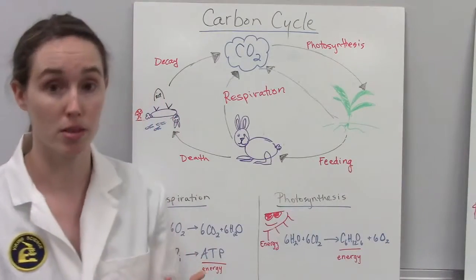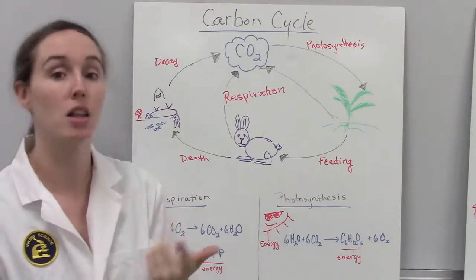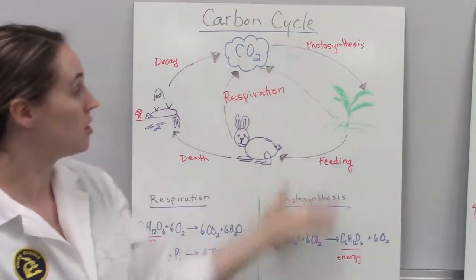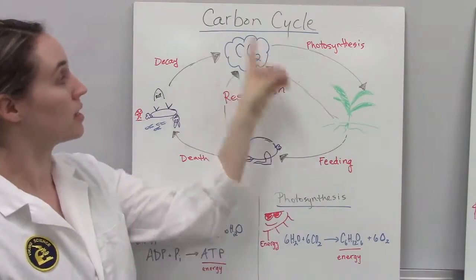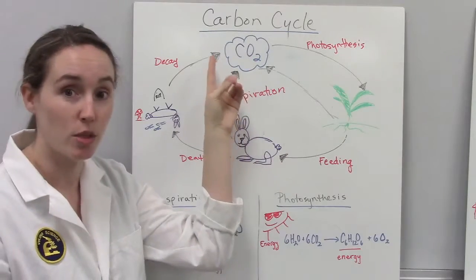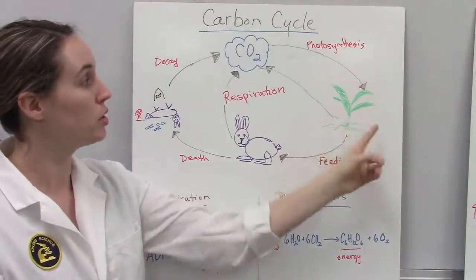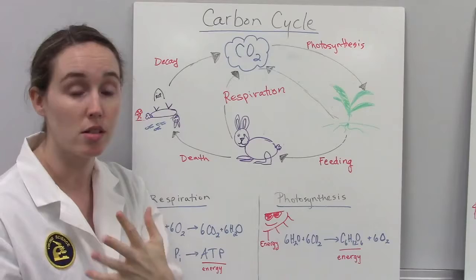There are two carbon cycles, short-term and long-term. This shows us the short-term. In this case, carbon dioxide in the atmosphere is trapped in producers by the process of photosynthesis.